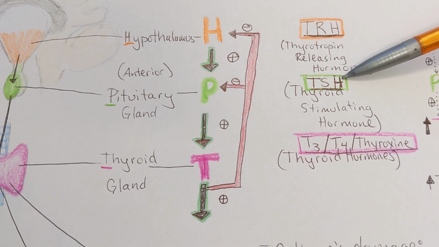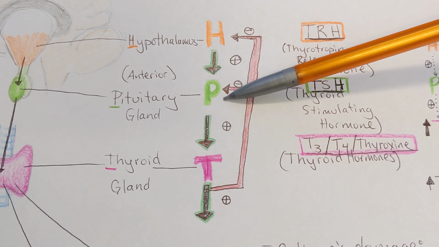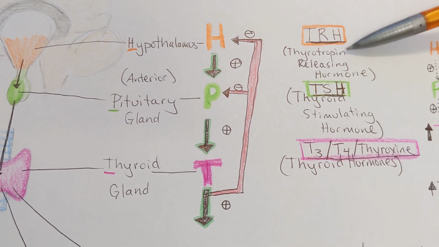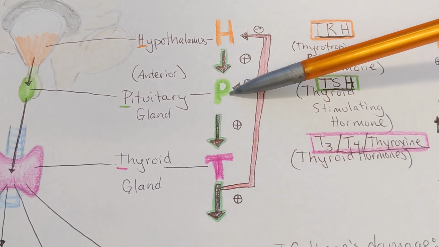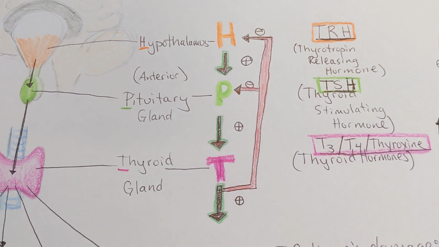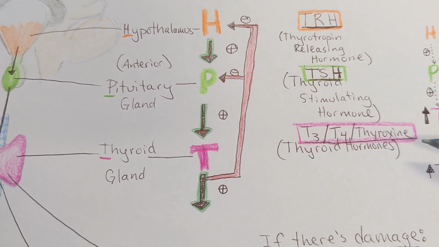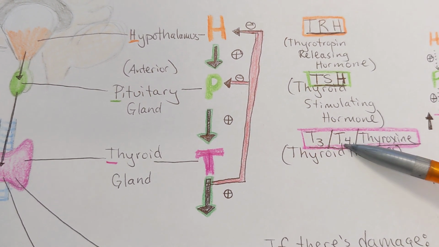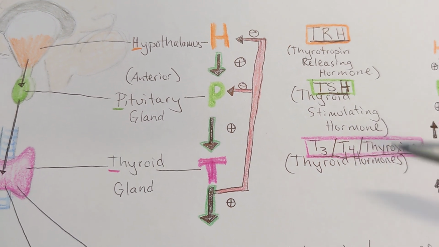In response to TRH, TSH, thyroid stimulating hormone, is released by the anterior pituitary gland. Stimulating implies a tropic hormone, so thyroid stimulating hormone. This again is released by the anterior pituitary gland, which then travels in the blood, binding to its receptors on the thyroid gland. The thyroid gland, in response to TSH, releases a series of thyroid hormones. T3 and T4 are common names. Thyroxine is another name for T4.